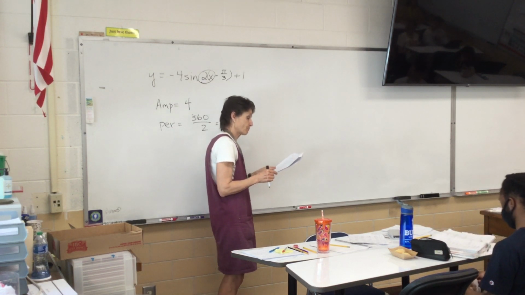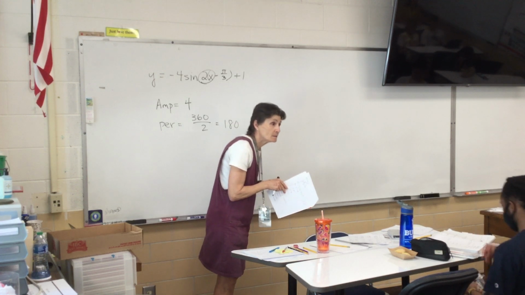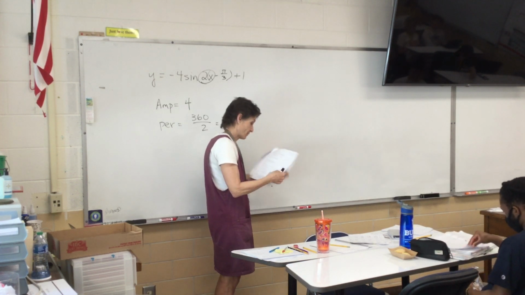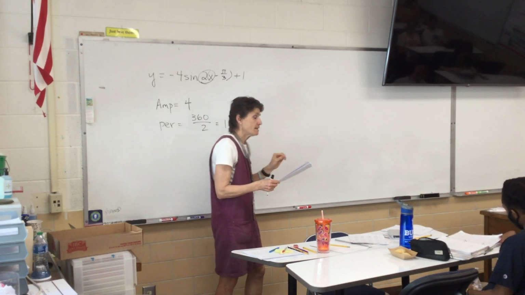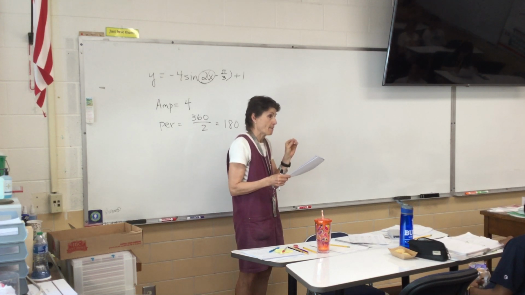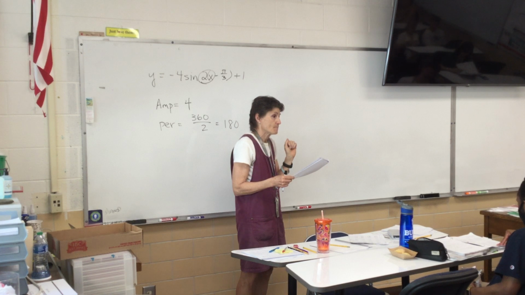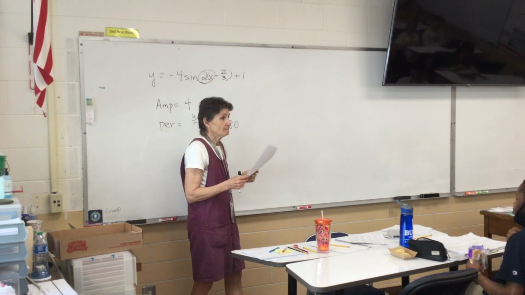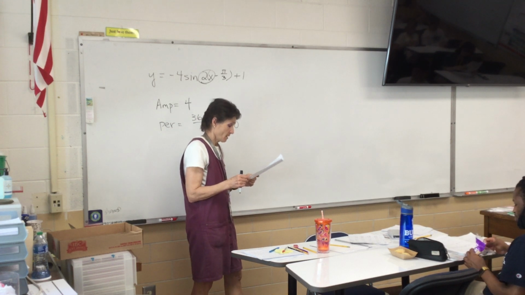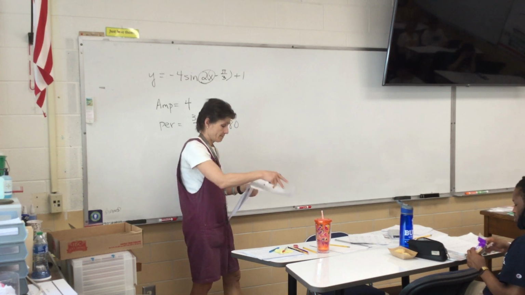Connor? 1C. Okay, 1C has a circle around it. Allie, was your hand up? No. Okay. What? 4A.